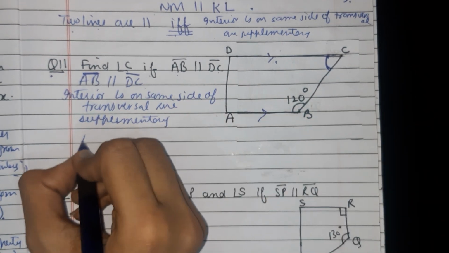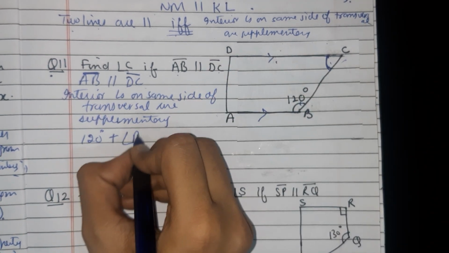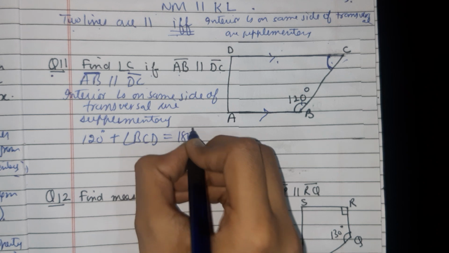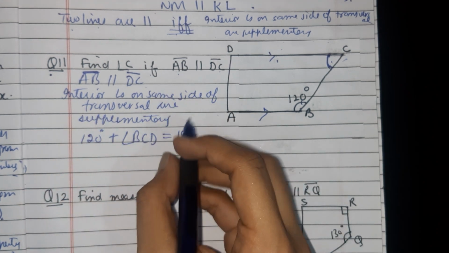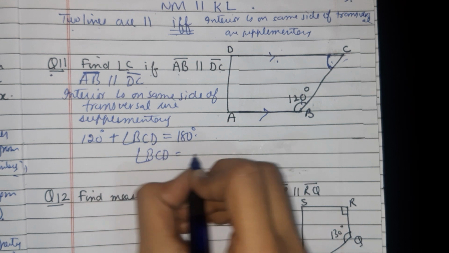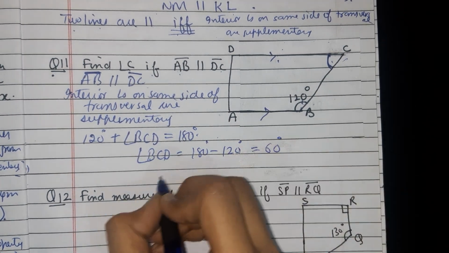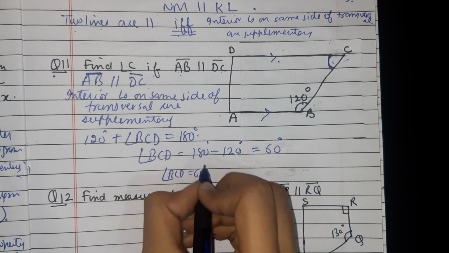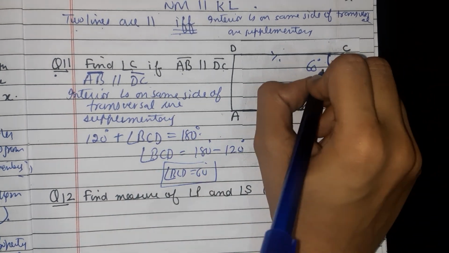That means 120 degree plus angle BCD is equal to 180 degree. Because of this reason, interior angles on the same side of the transversal are supplementary. So angle BCD is 180 degree minus 120 degree, which is 60 degree. So angle BCD is 60 degree. So this angle C will be 60 degree.